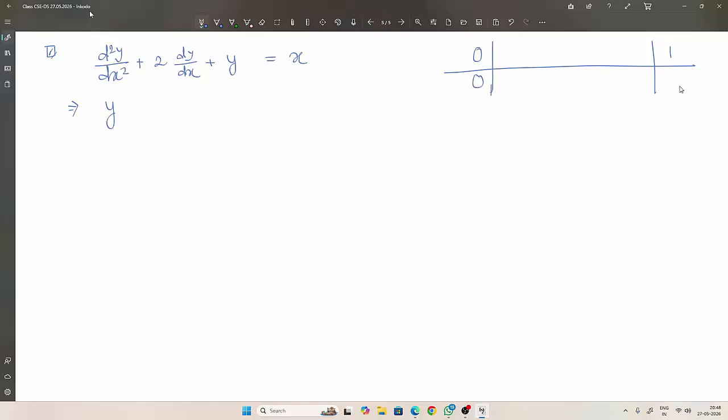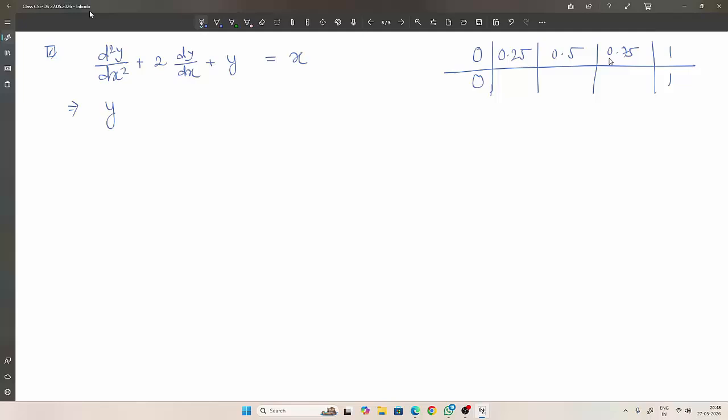But suppose the same problem that we had previously is given like d2y by dx2 plus 2 into dy by dx plus y is equal to, suppose, x. This is given. Now in this problem, first of all the method will be the same. You have to express this using the double prime notations. So suppose the values are known like this: the 0 value is 0, the 1 value is 1. The intermediate values are unknown, 0.25, 0.5 and 0.75.